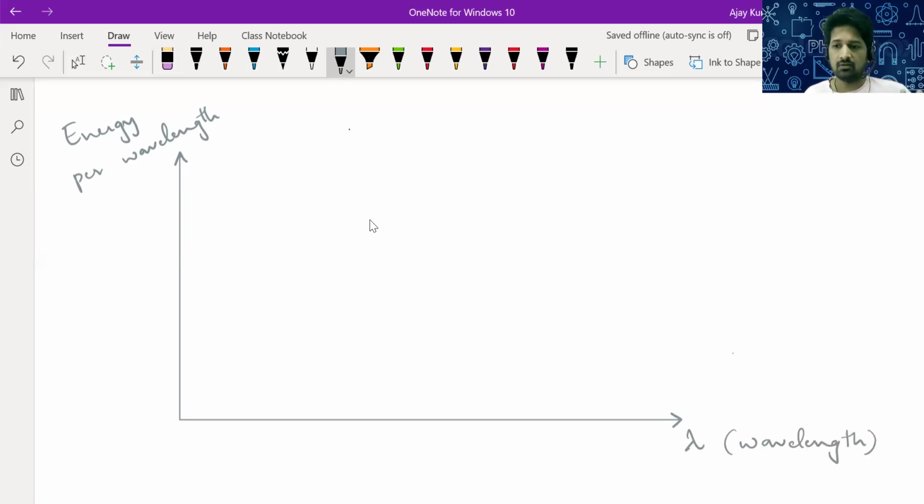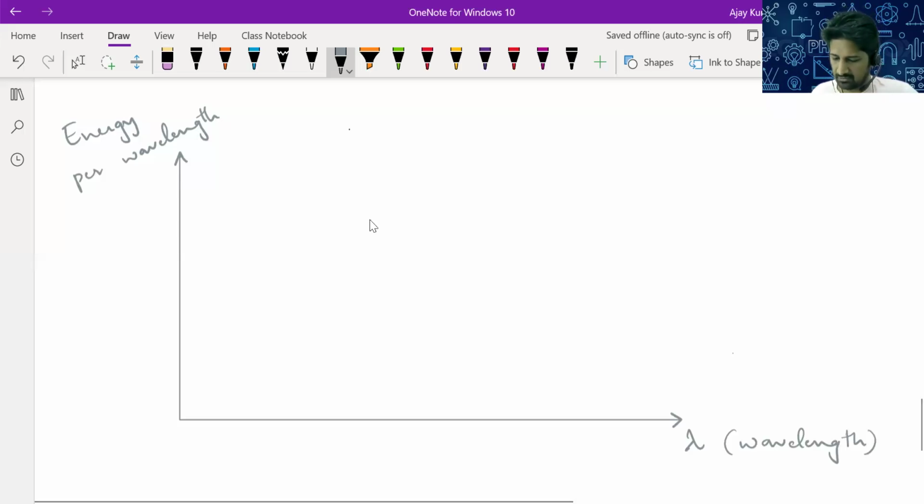Now, suppose the object is at room temperature. Most of the radiation emitted by it will be in the infrared range. So a lot of energy will be emitted through wavelengths greater than 700 nanometers. That doesn't mean it doesn't emit wavelengths less than 700 nanometers. It does emit wavelengths in the visible range of 400 to 700. It does emit radiation in the range less than 400 also, ultraviolet. But most of the energy released will be through infrared waves.